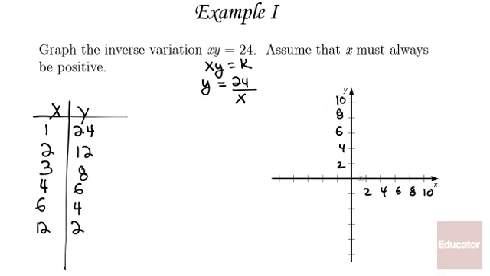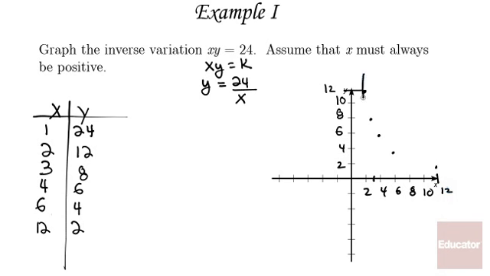Okay, I have plenty of points, and this first point is, I have the general idea that it's going to be at 1, and 24 is way up here somewhere. So let's go to the second point. When x is 2, y is 12. It's going to be right about there, 12. When x is 3, y is 8. When x is 4, y is 6. When x is 6, y is 4. And you can already see it starting to curve. When x is 12, right about there, y is 2.